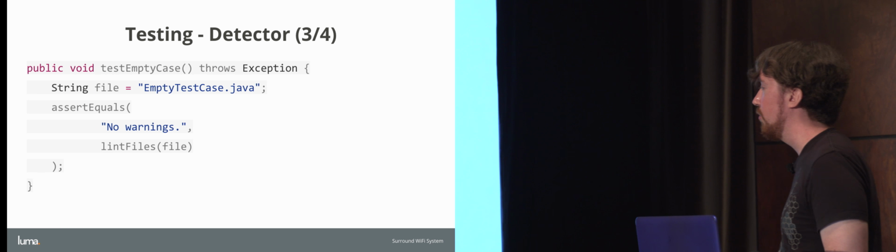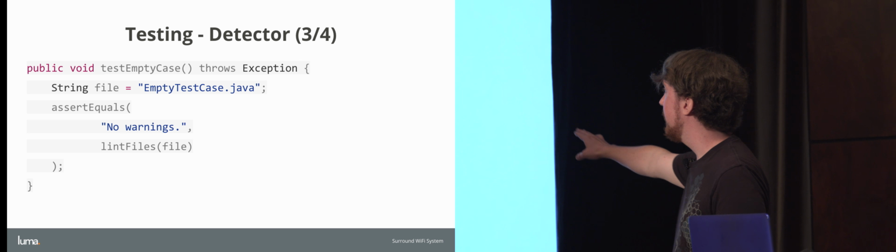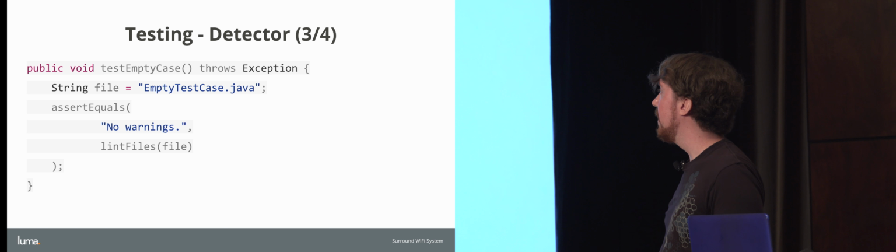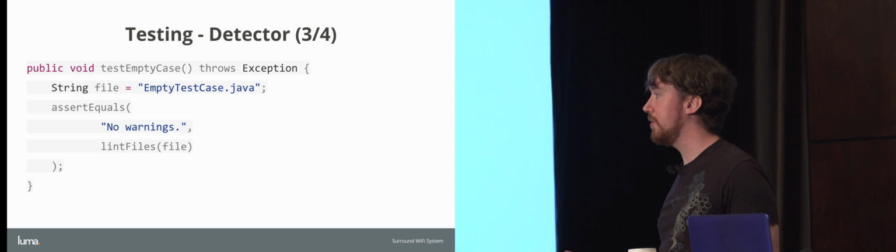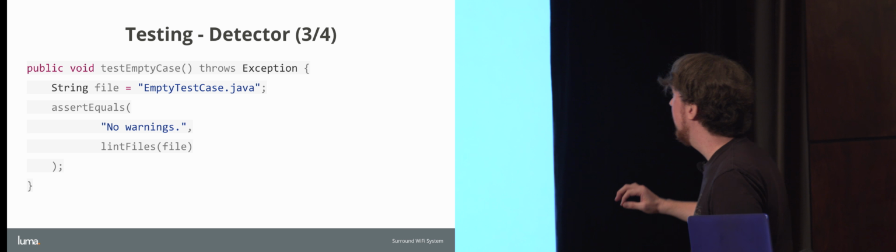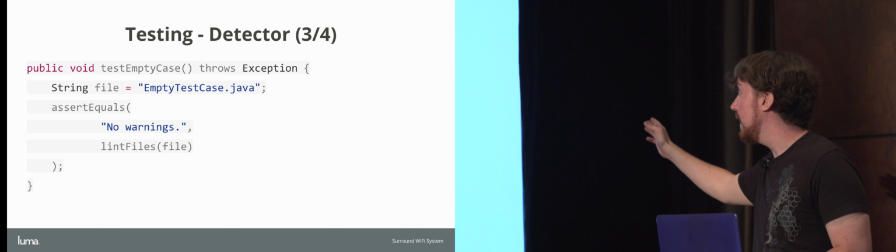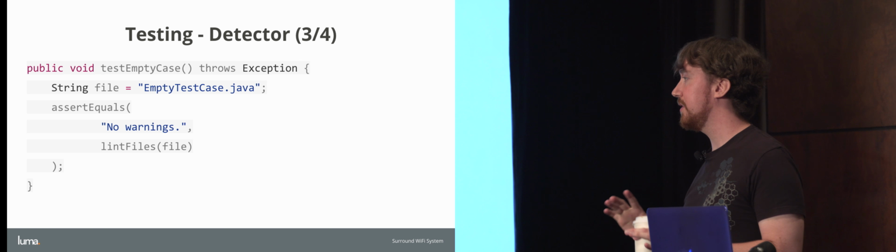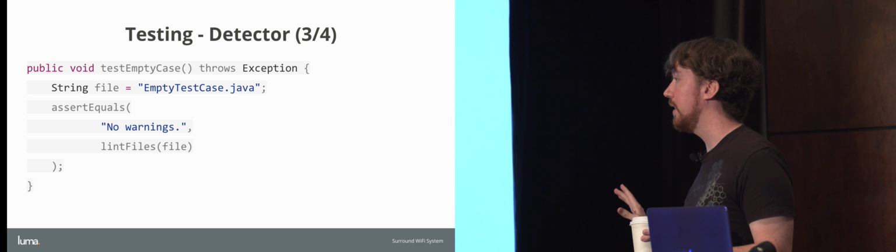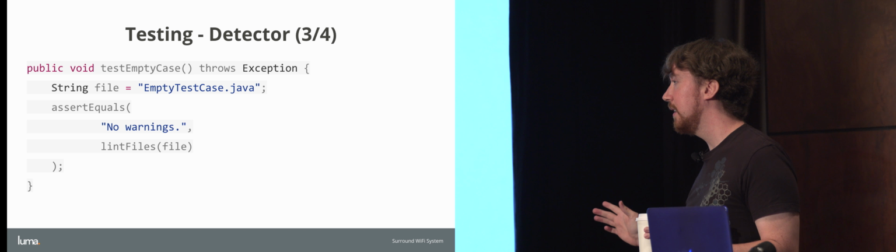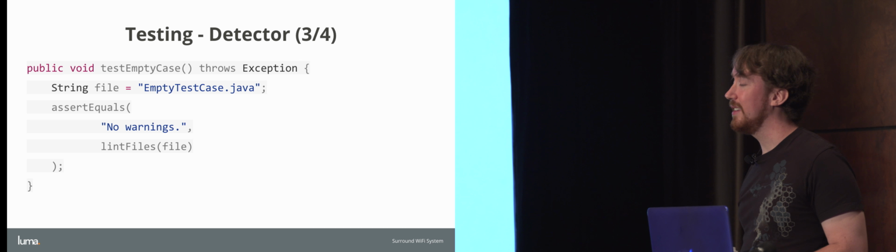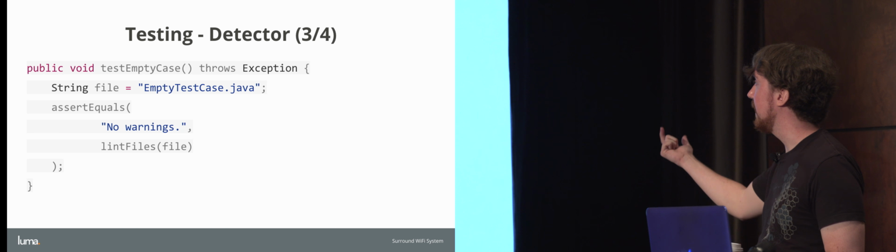Now, to actually run our test case, we're going to have this test empty case, so we're testing the simple one that should have no lint warnings associated with it. And I'll define the file name, and then I'll assert equals. And that no warnings is just the default message Lint gives whenever it doesn't find anything wrong with a file. It's not often that I get to see no warnings told to me by Lint, but this is one of the rare occasions. The second parameter is that lint files, taking in the file name.